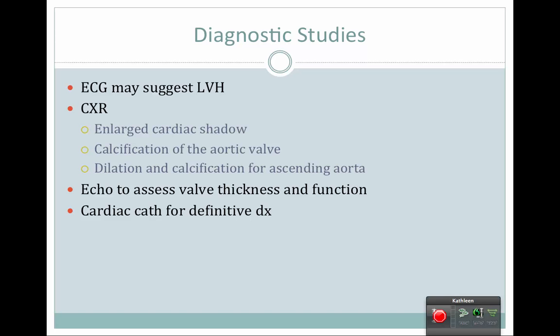So some of the EKG findings: an R wave in AVL greater than 11 millimeters, or an S in V5 or V6 greater than 27 millimeters. And again, an S in V1 plus an R in V5 or V6 that is greater than 35 millimeters, or an R in AVL greater than 11 millimeters. These are all examples of left ventricular hypertrophy.